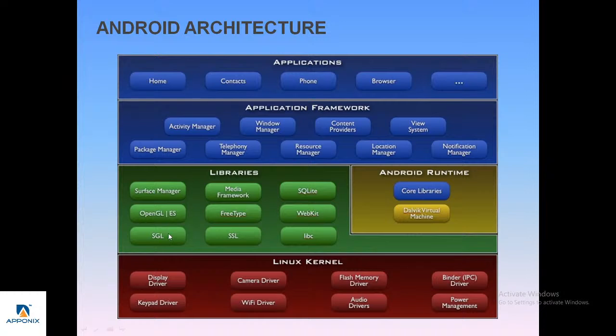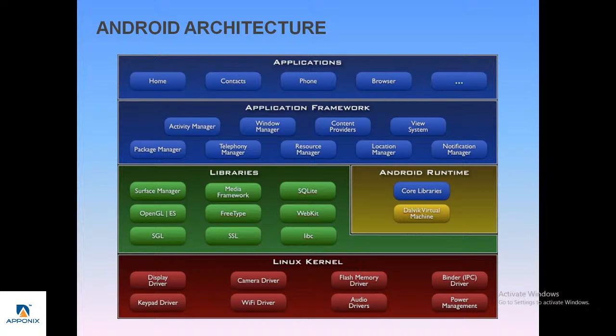Here the Surface Manager we are using mainly for displaying the data, along with OpenGL ES. And this SGL, Scalable Graphics Library, is mainly for animations. In our device we will not be using only communication applications or e-commerce or shopping applications, we will be using some game applications as well. So there we can see the animations. This SGL supports 2D animations and 3D animations.